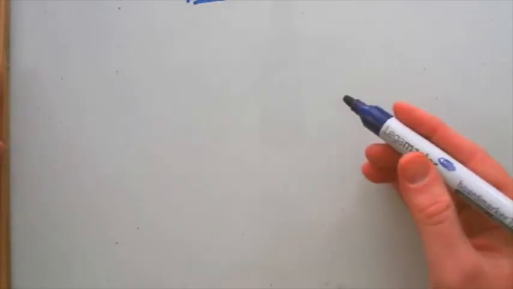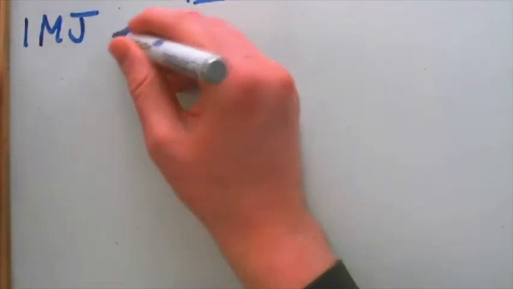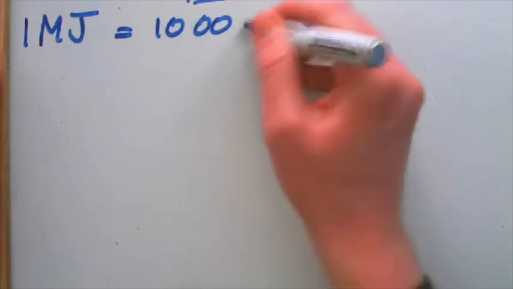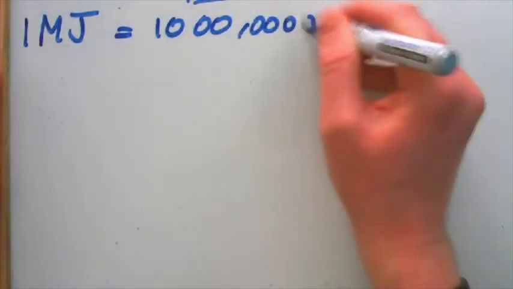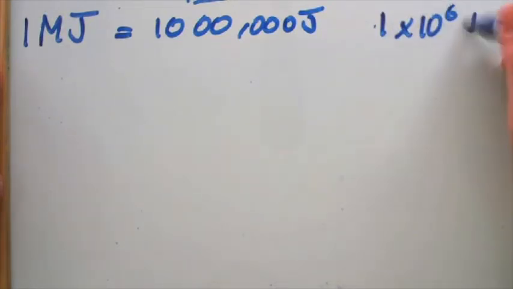Okay, number two, they've given us a slight little curveball. They've given us our energy in megajoules. So they said 1 megajoule, and a megajoule is 1,000,000 joules. So that's equal to 1,000,000 joules. Now, if you're comfortable using scientific notation, that's 1 times 10 to the 6 joules.